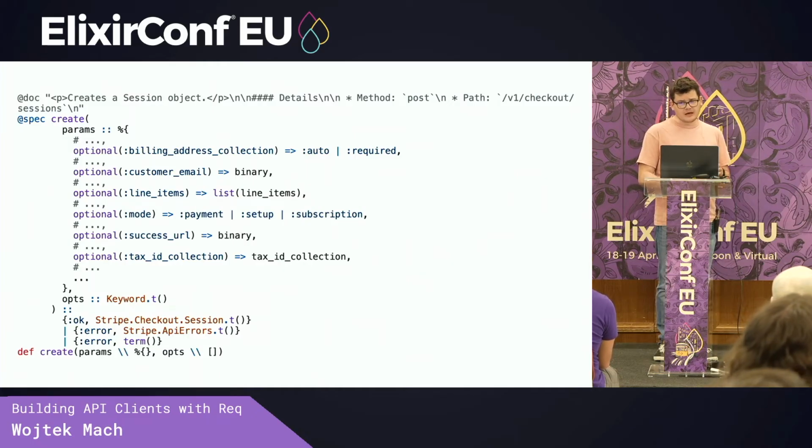Here's an example. I just picked Stripe because I was working with Stripe. Here's some code from Stripe for creating a checkout session. That's one of the things that you can do on Stripe. We have a little bit of documentation. We have some type specs, which are pretty cool because we have some more data here that the tooling could take advantage of. Maybe editors could do autocomplete. We have documentation created out of that.